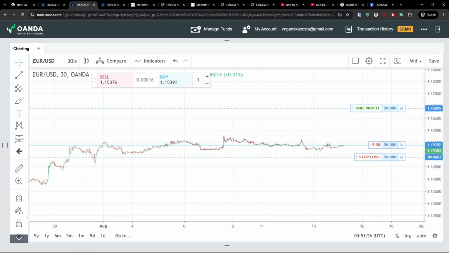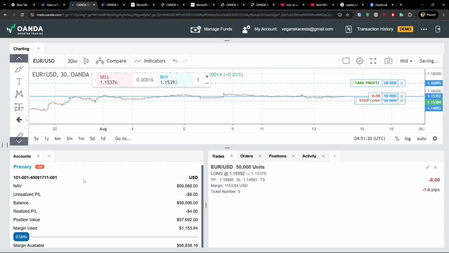Now be very careful about the leverage, of course, guys. You have to be aware of it. And then, if you like, you can manage the funds here, and also deposit for yourself. If you have any questions, now we're going to start with the trading tips on what to focus on. So let's go for that.